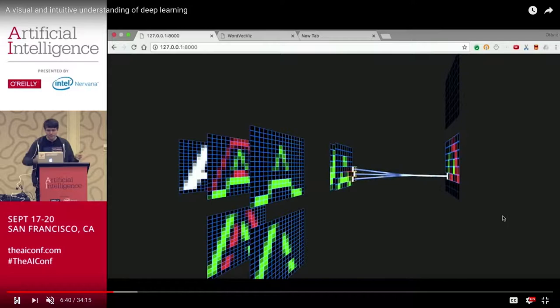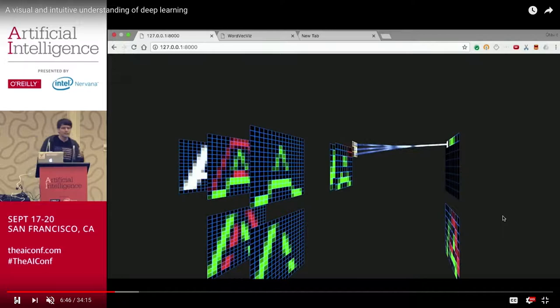All right, so we go through, we run a convolution, which in this case is a 3 by 3 by 2 convolution, and then we do another convolution with a totally different kernel, a totally different set of parameters, 3 by 3 by 2. Okay.